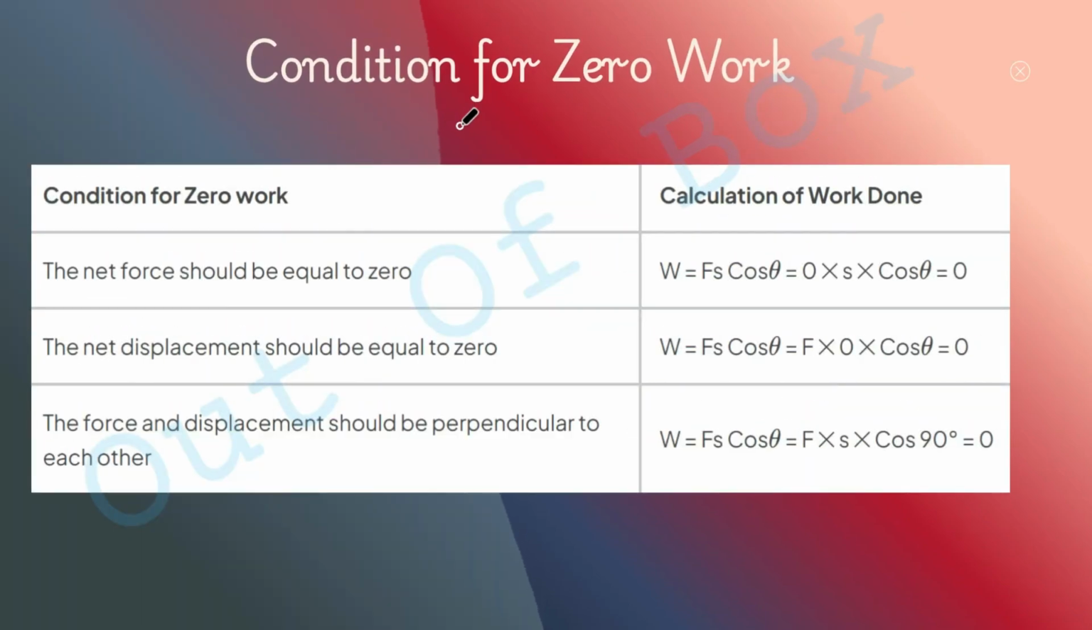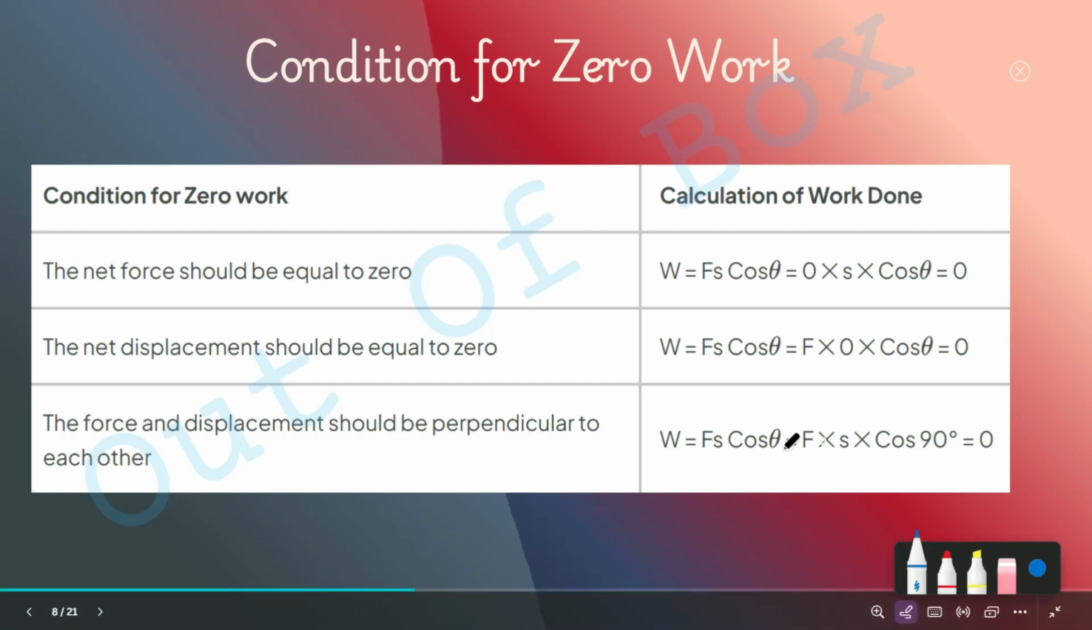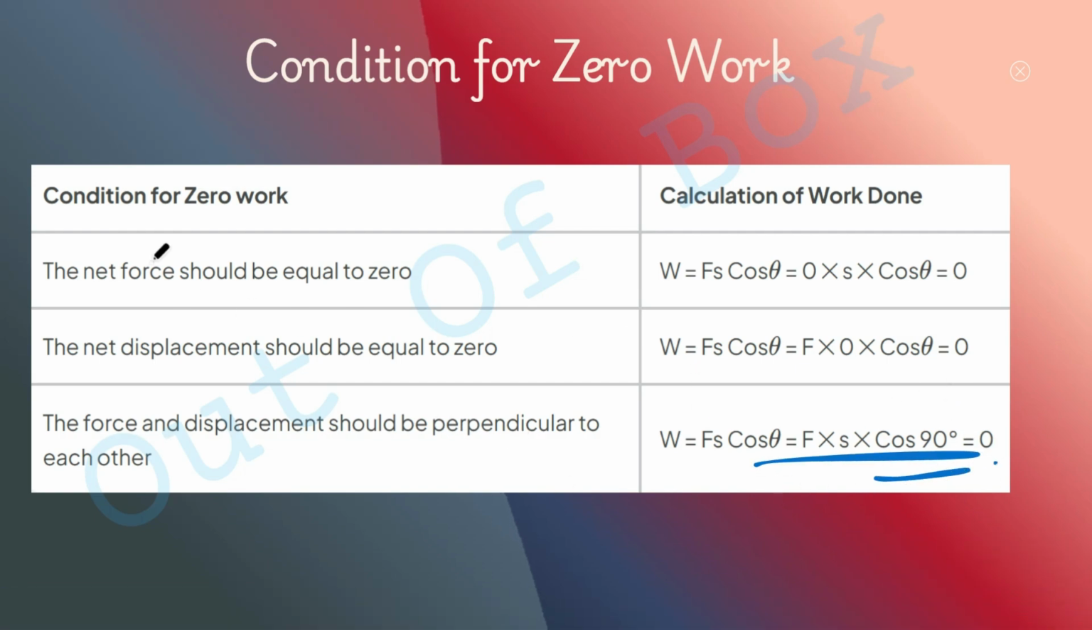And you think the work is over, but there is another concept of zero work. You already know about zero work with the perpendicular case, where cos 90 equals 0. But there are also two more conditions: net force equals 0 and net displacement equals 0. If net force F equals 0, or when displacement S equals 0, then the answer will be 0.